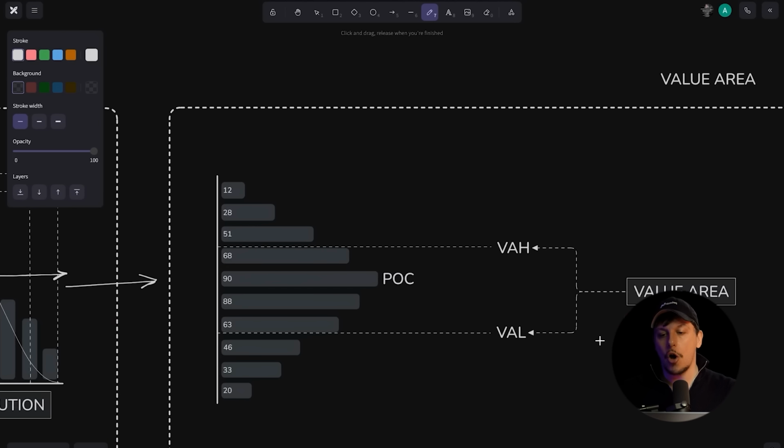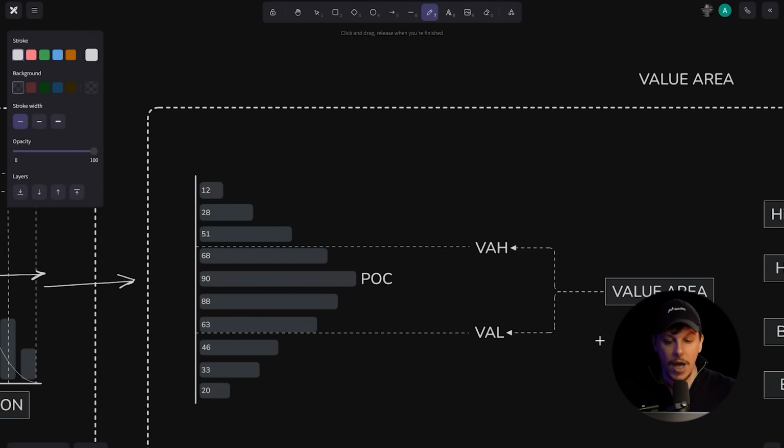Now, going on the concept of value area, it is where the majority of the volume for the volume profile that you are visualizing is exchanged. And the value area is clearly defined by value area high and value area low, that are the points where the 68% of the volume of the distribution took place.